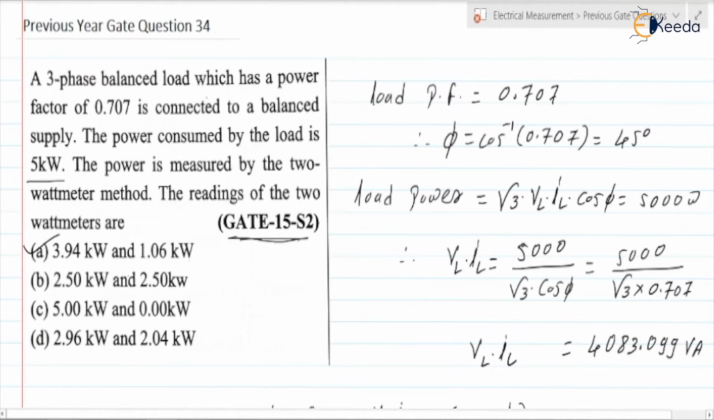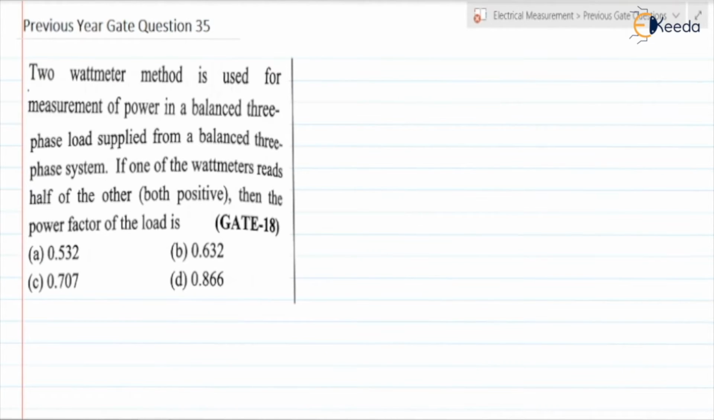So friends, this was the previous year GATE question number 34. Now the previous year GATE question number 35. Let us read the question. 2 wattmeter method is used for measurement of power in a balanced 3-phase load supplied from a balanced 3-phase system. Means they are using a 2 wattmeter method. If one of the wattmeters reads half of the other, both are positive, then the power factor of the load is, and here we have the 4 options.